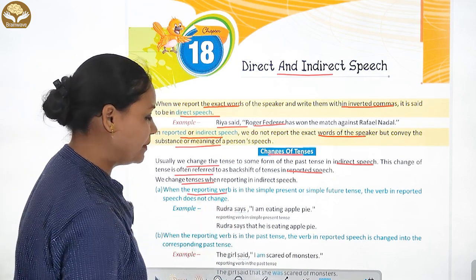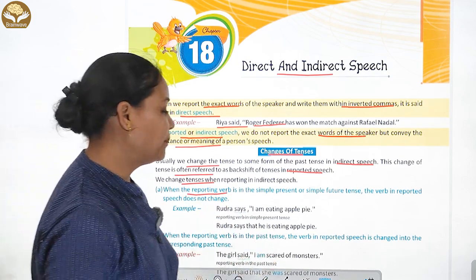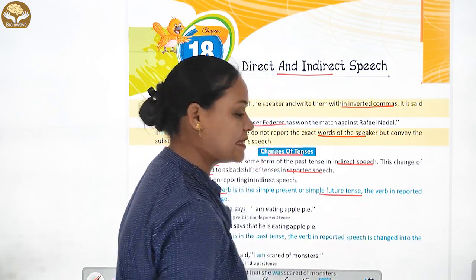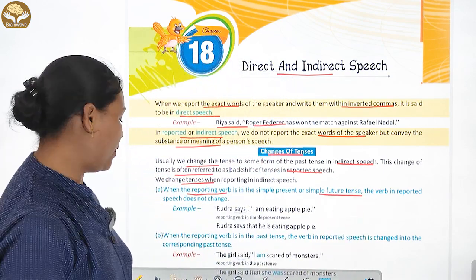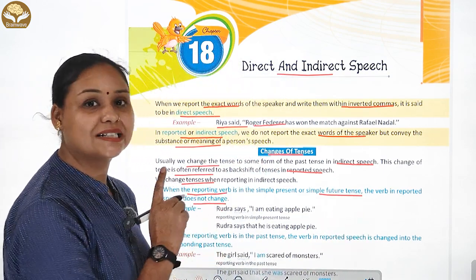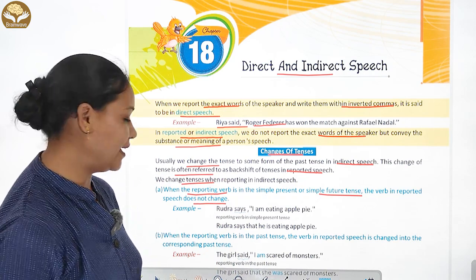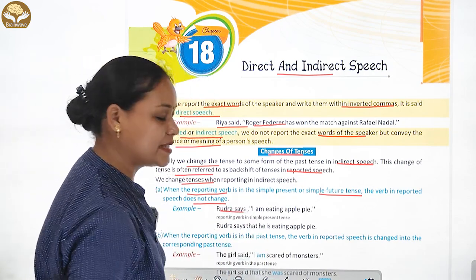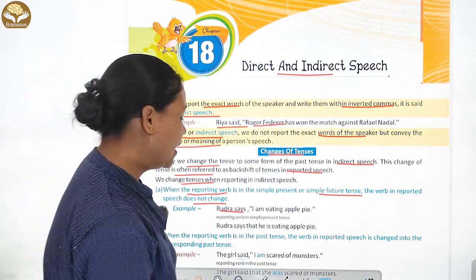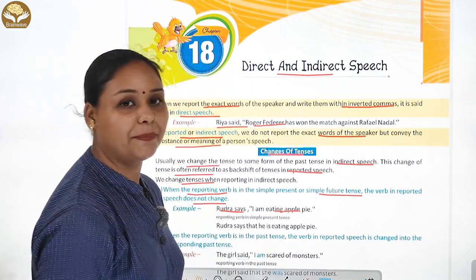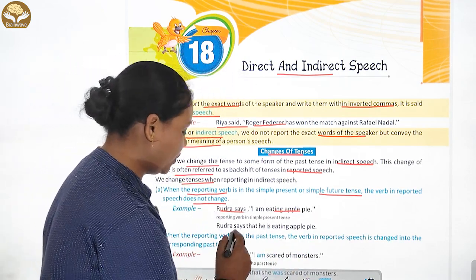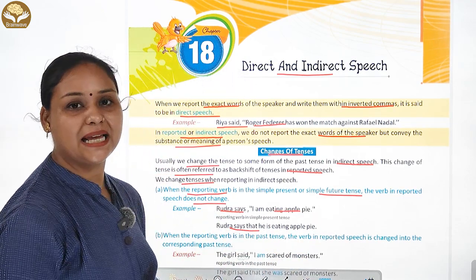When the reporting verb is in the simple present or simple future tense, the verb in reported speech does not change. Example: Rudra says, inverted comma begin, I am eating the apple pie. So Rudra says that he is eating apple pie.